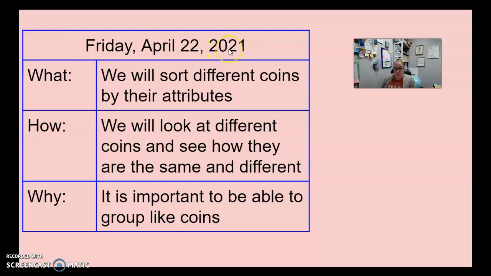Today we are going to finish talking about coins, and what we're going to do is sort different coins by their attributes. We are going to look at different coins and see how they are the same and how they're different. We're going to do this because it's important to be able to group like coins.